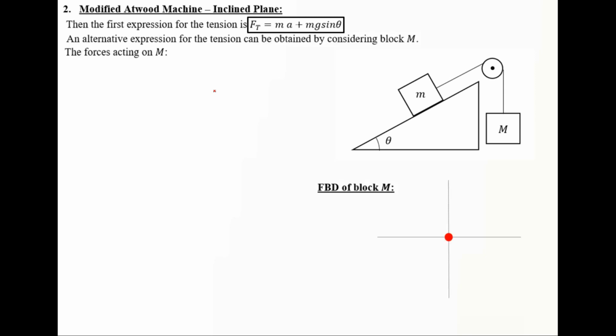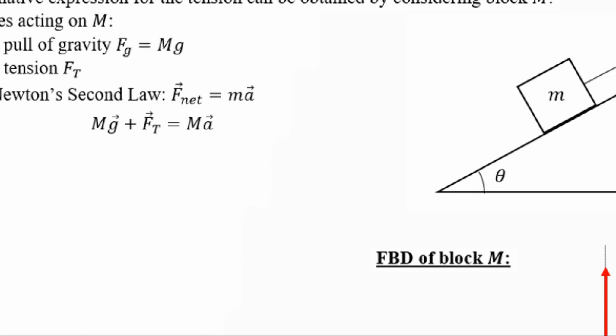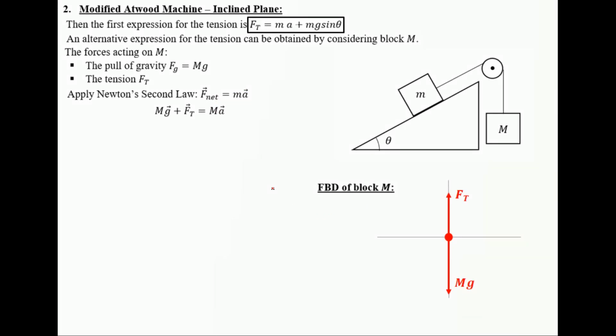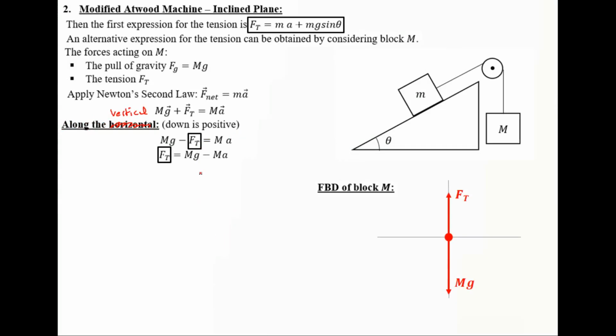Now we need to determine the second one, and this can be done by utilizing the FBD of capital M. We're supposing it's accelerating downward due to gravity. Tension is holding it up, and now we can apply Newton's second law. Small m would be replaced by capital M because this is the mass of the block. Now projecting it, so here it should be along the vertical, and down is positive because it's accelerating downward, that would be Mg minus FT, which is Ma. Isolating for FT, taking it to the right hand side and this to the left hand side, the tension is Mg minus Ma. And now we have the second expression of the tensions.